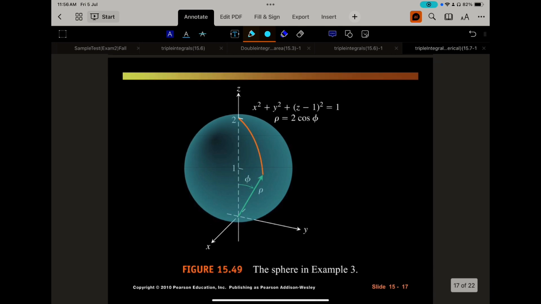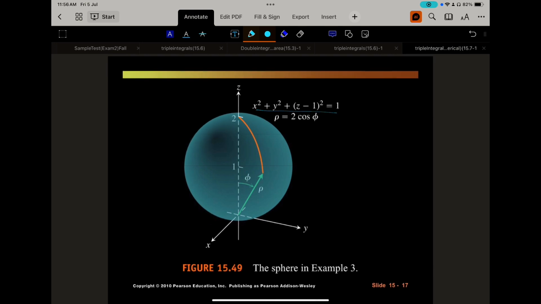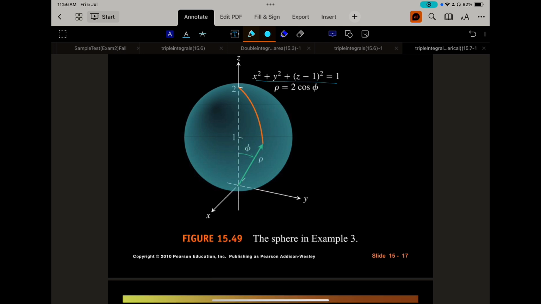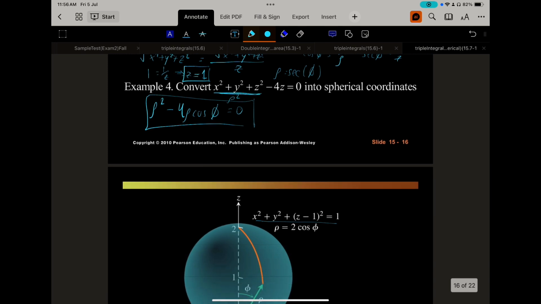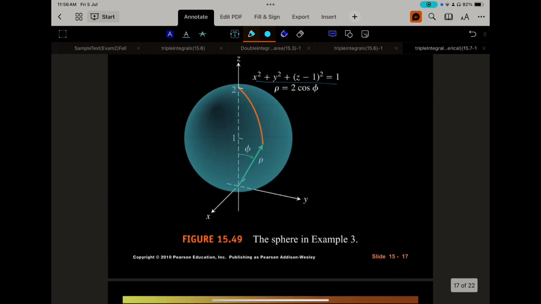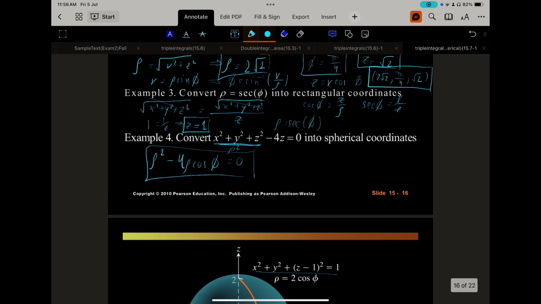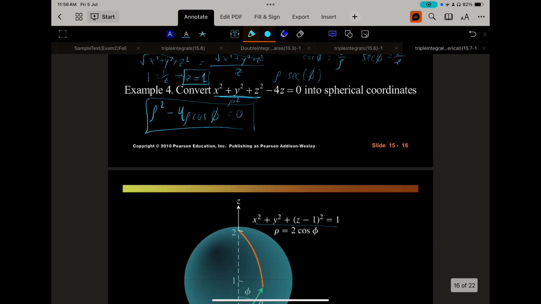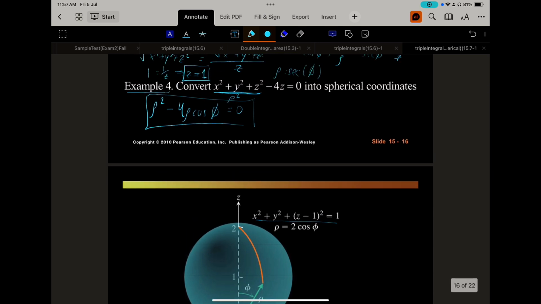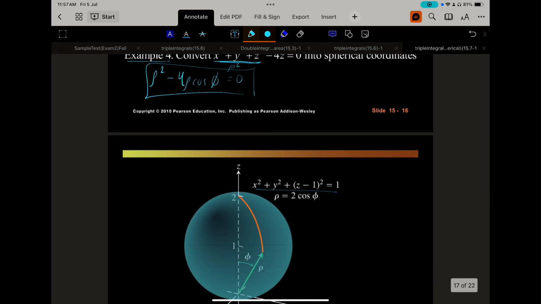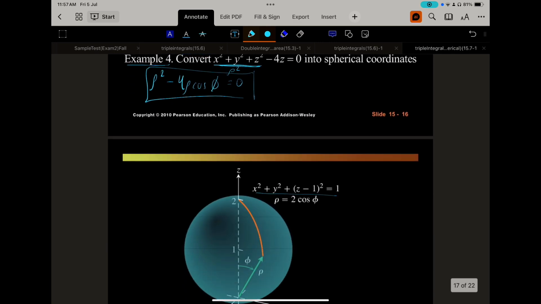Now this is our sphere. Say this is an example: x squared plus y squared plus z minus 1 squared, so rho equals 2 cosine phi. I think he's talking about example 4, which is a sphere. Or it's a different example. Yes, a different example. Here's a different example. Here we have rho equals 2 cosine phi.